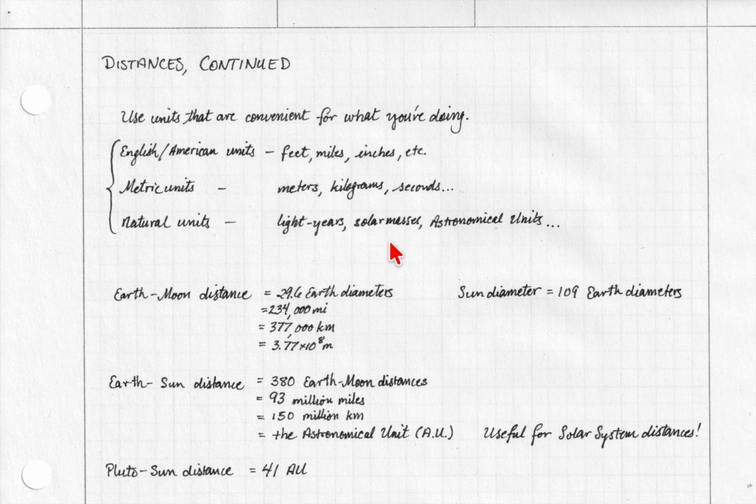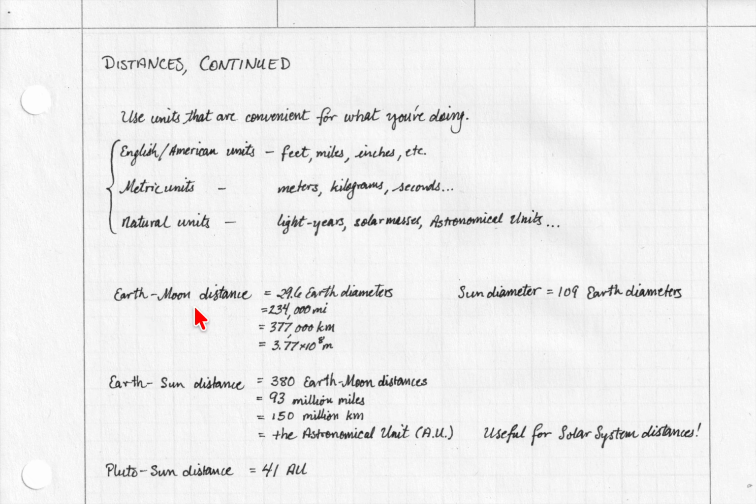This is for distances in the solar system. That's the distance from the sun to the earth. That's the astronomical unit, and so on like that. So natural units are very convenient when you are measuring things out in space. So let's take a look at applying some of these things.